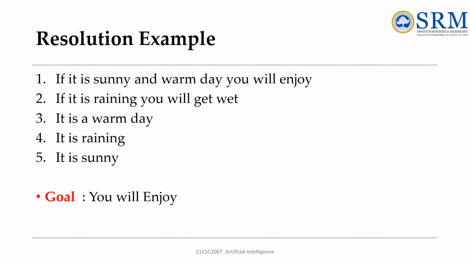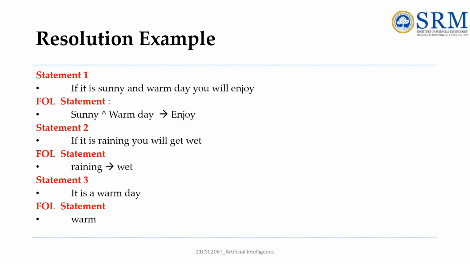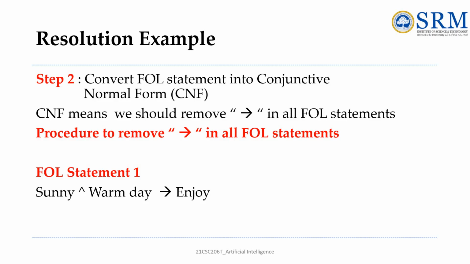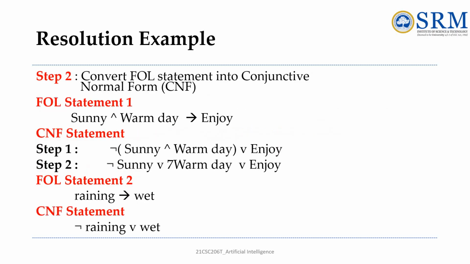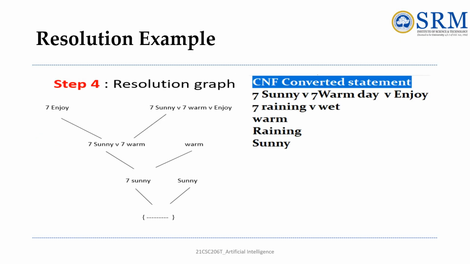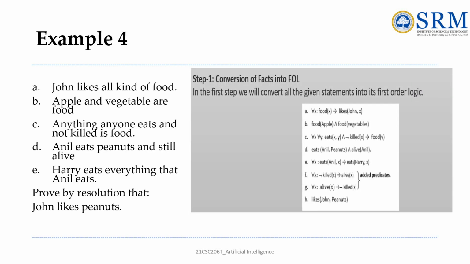For instance, if we want to prove you will enjoy, and we know certain facts about the weather, we again convert these facts into first order logic, transform them into conjunctive normal form, and then negate the joy as the third step. Then derive the contradiction, thereby confirming the original statement. So this is how theorem proving works in AI.